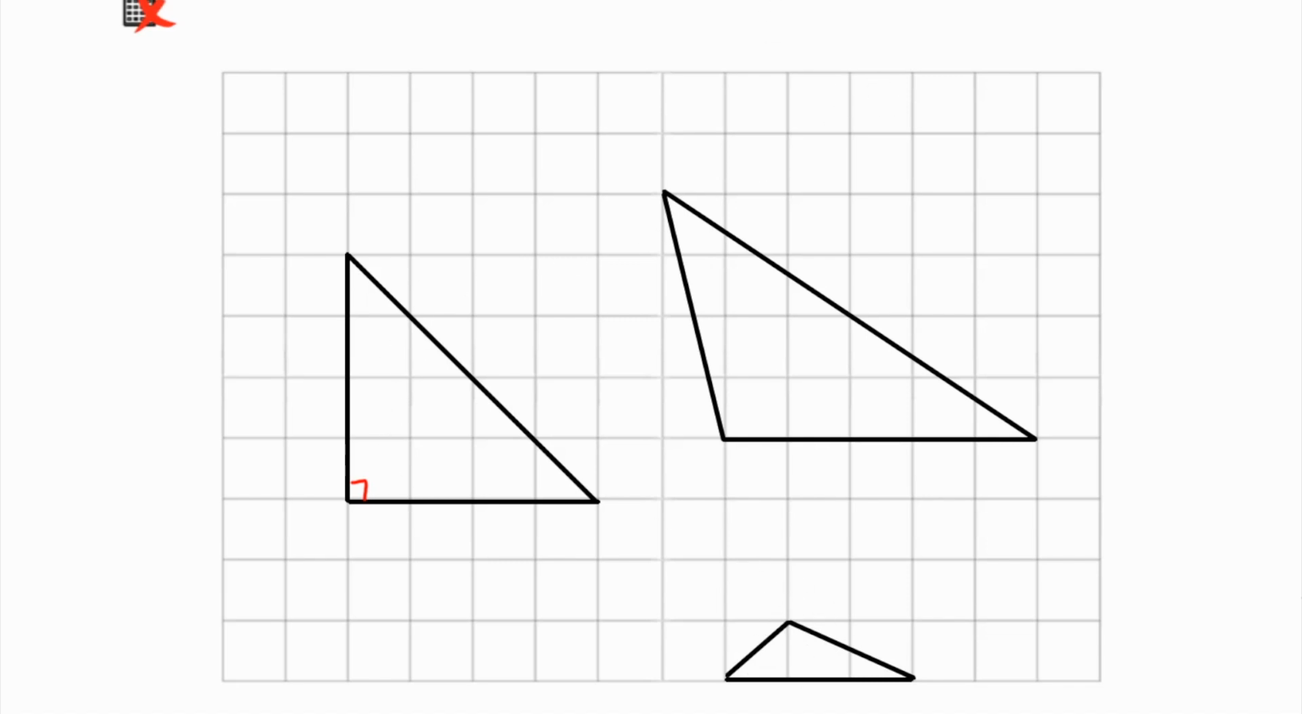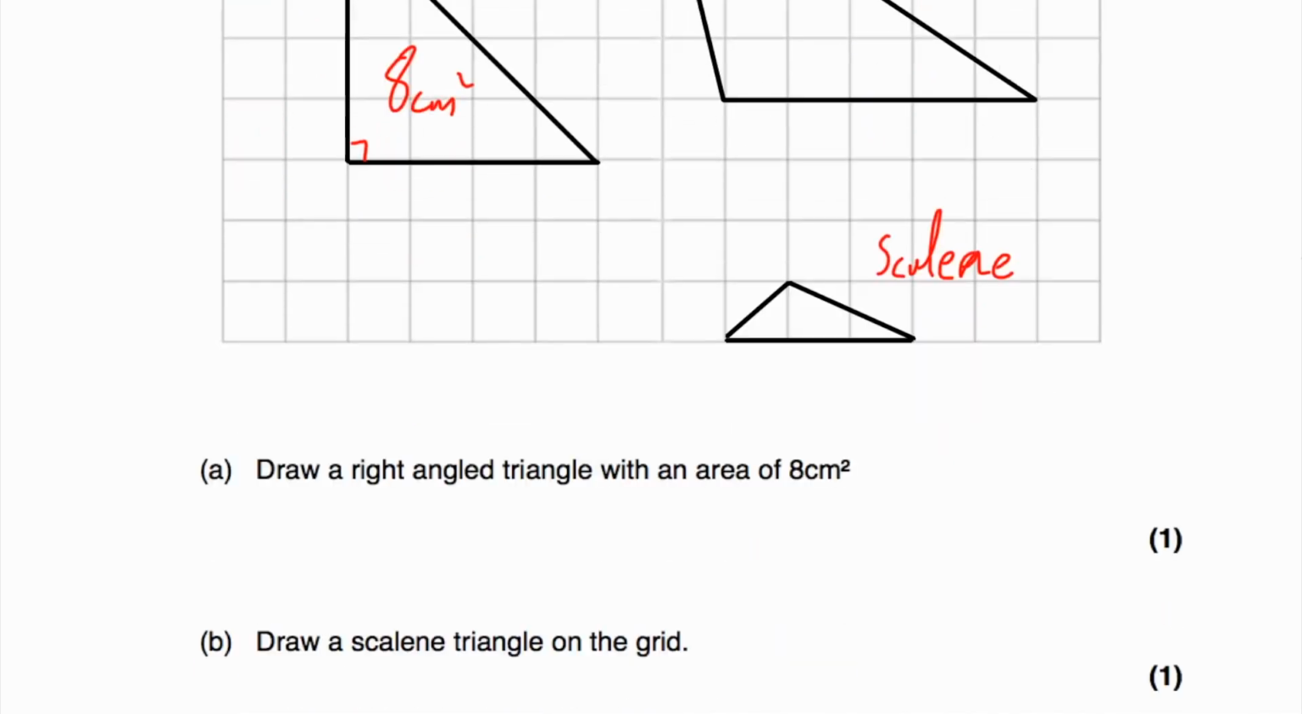And that's it. So we've done part A. We've drawn a right angle triangle with an area of 8 centimeters squared, and here we've got two scalene triangles. That triangle is scalene, and that triangle is scalene. And remember, a scalene triangle is just a triangle where the three sides have different lengths and the three angles are different sizes as well. Okay, so that's part B.